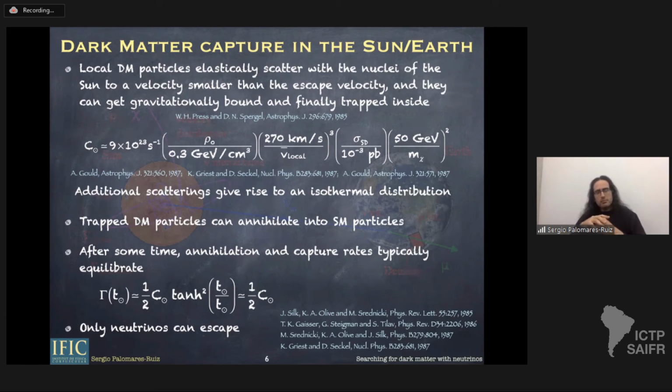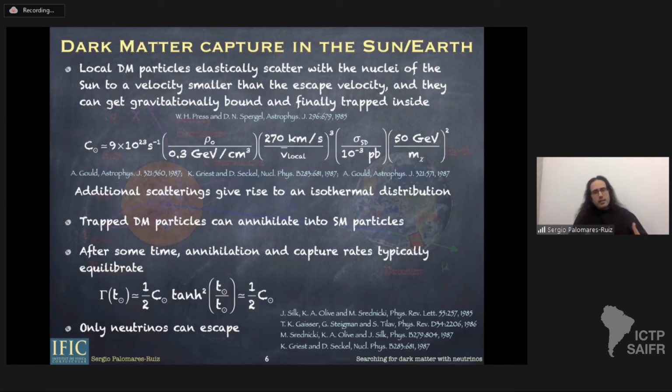These dark matter particles trapped in the Sun can, and hopefully do, annihilate into standard model particles. After some time, the annihilation rate and the capture rate typically equilibrate in an object like the Sun. This is not so in the Earth, but I will not be discussing the Earth much today. Basically all the results I will show you are for the Sun.